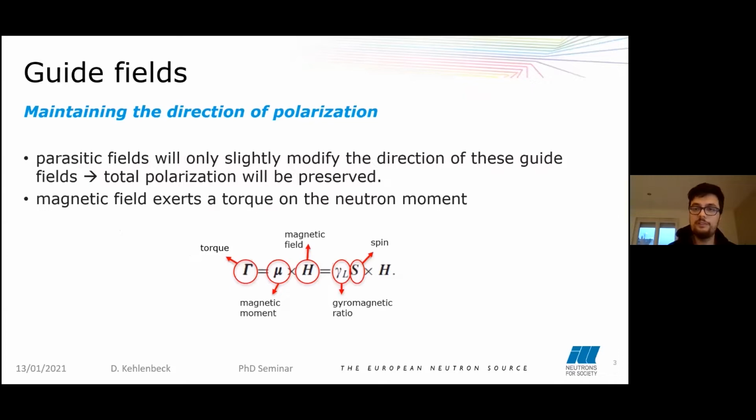The effect of guide fields is that parasitic fields will only slightly modify the direction of these guide fields, and so the total polarization will be preserved. The magnetic field introduced by the guide fields can exert a torque on the neutron moment. In this equation, you can see that the torque depends on the magnetic moment and the magnetic field. As a result of this torque, the magnetic moment of the neutron, and as a consequence the polarization, precesses around the field. Therefore, magnetic fields are perfect tools to control the beam polarization.